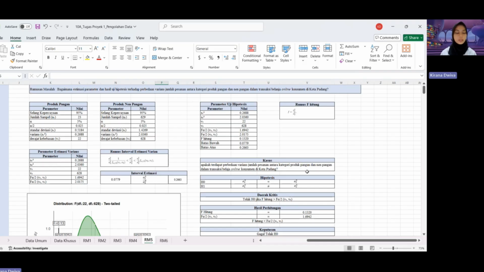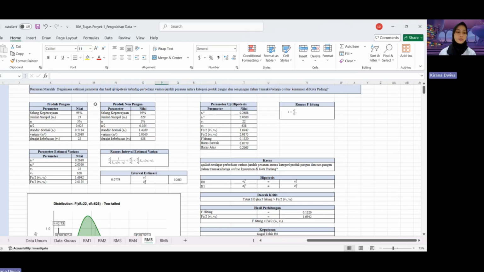My student ID is 24111931005. We'll explain the material of Industrial Statistics 2: the estimation and hypothesis test for the variance of two samples. The problem formulation is: how are the estimation and hypothesis test of the difference in variance of the number of orders between the food and non-food product categories in online shopping transactions of customers in Padang City?